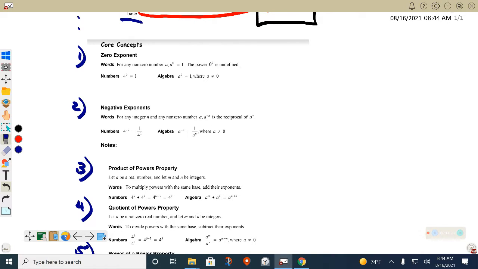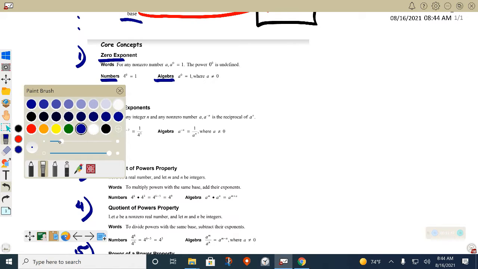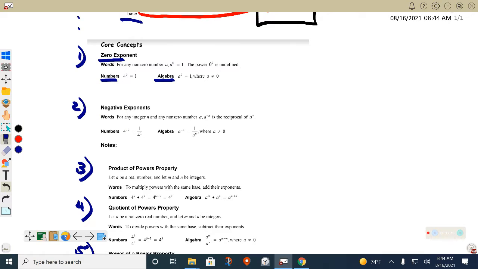So the first one's a 0 exponent rule. Every rule gives you an example with numbers and an example with algebra. When they put the algebra example, it's always with a variable, if you notice. So look, here's the rule in words. It's describing what the rule says in words right there.